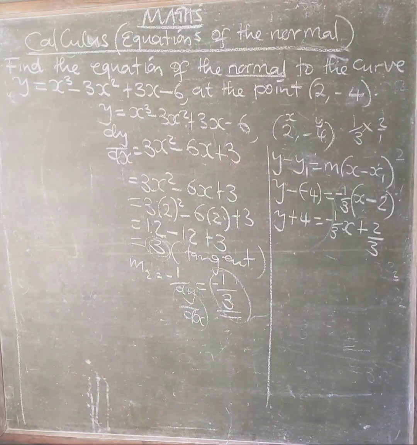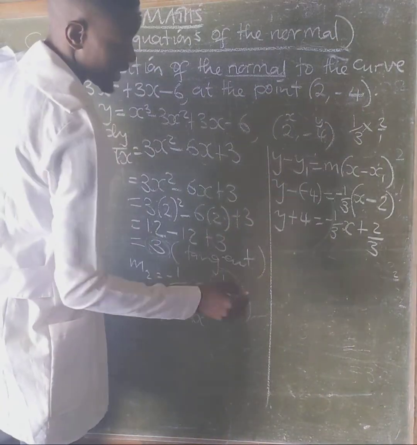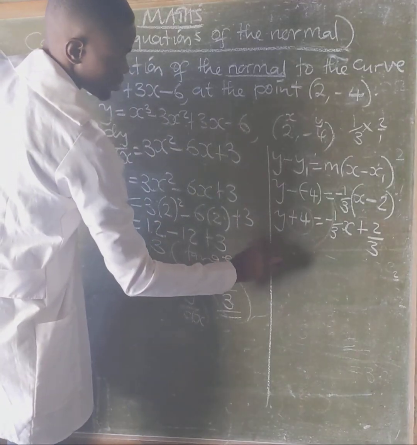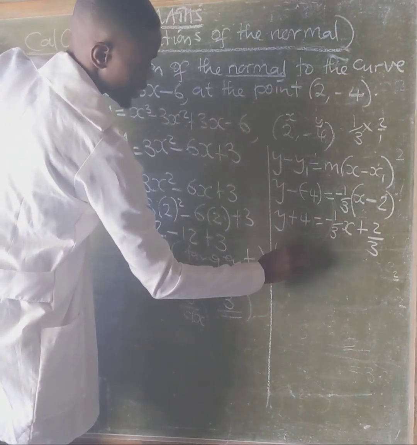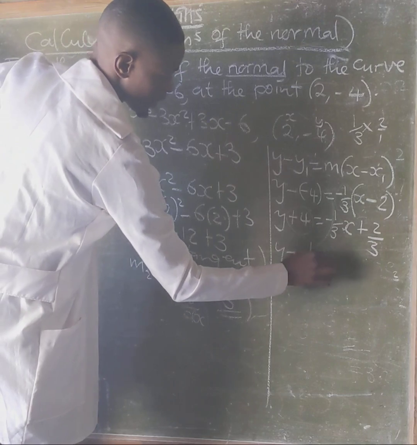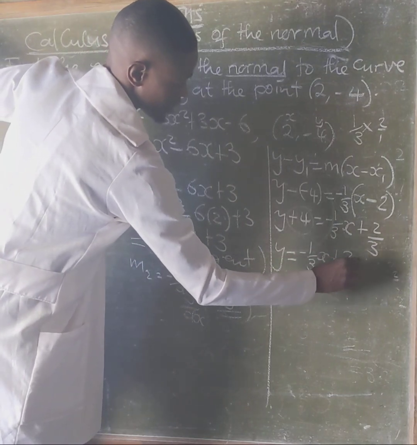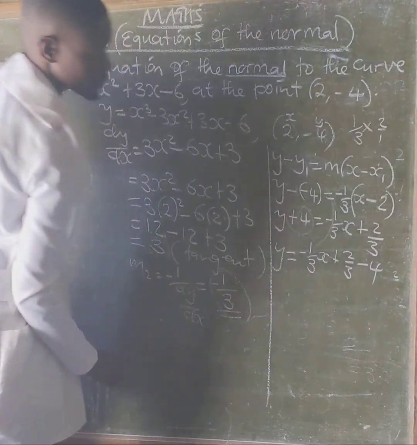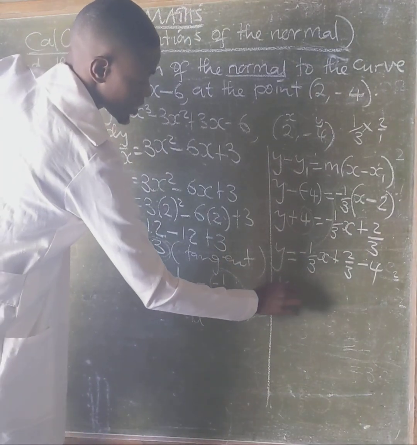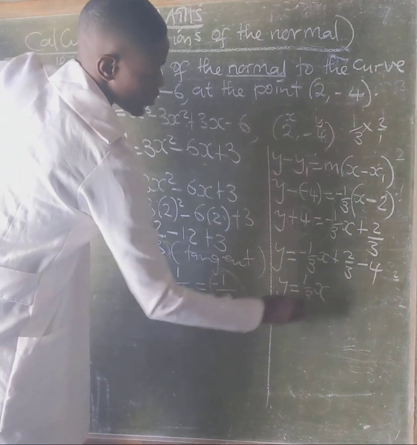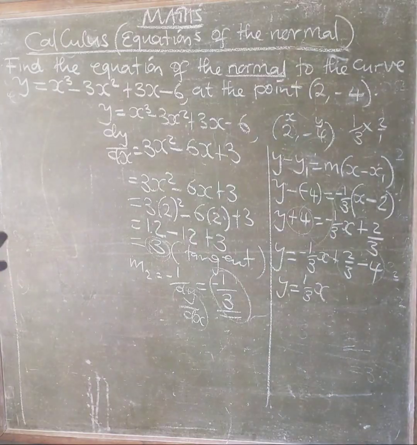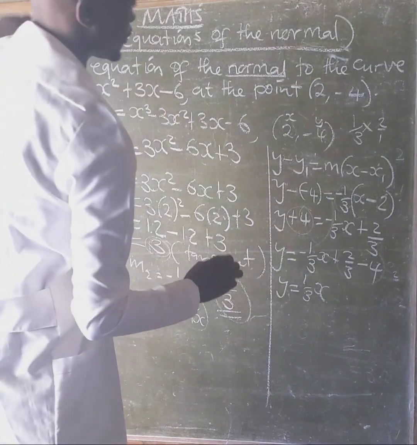We need to make sure that y remains alone as the subject of the formula. So in this case, we collect the like terms by making sure that this positive 4 goes to the other side. So we have y equal to negative 1 over 3 x plus 2 over 3. When positive 4 comes to this side, it will be negative. Then we have y equal to negative 1 over 3 x plus 2 over 3 minus 4. So let us evaluate that.